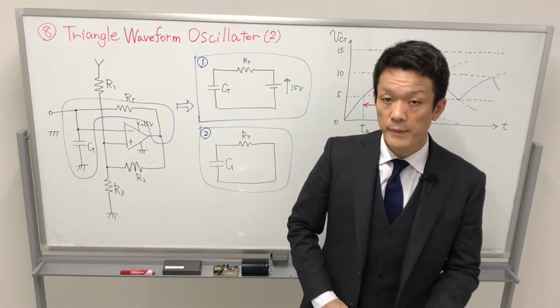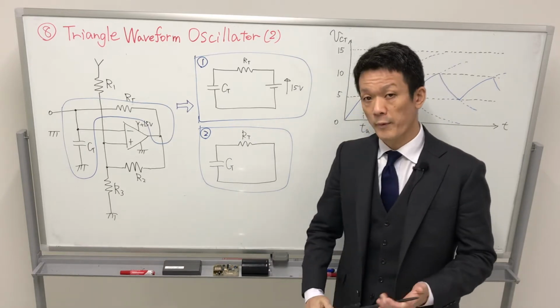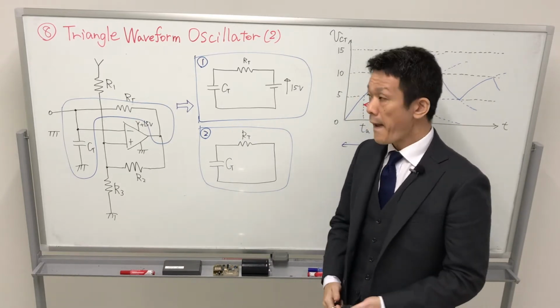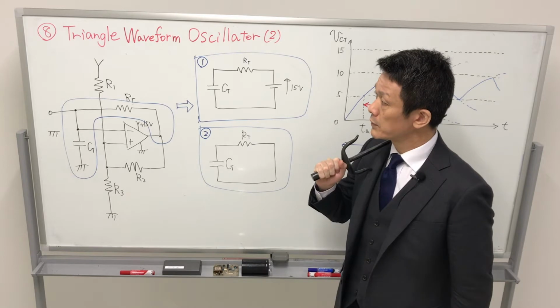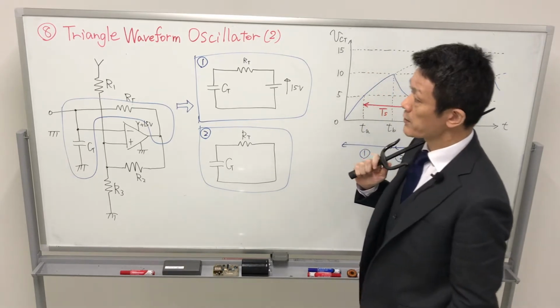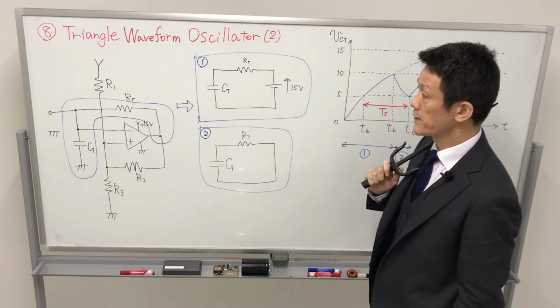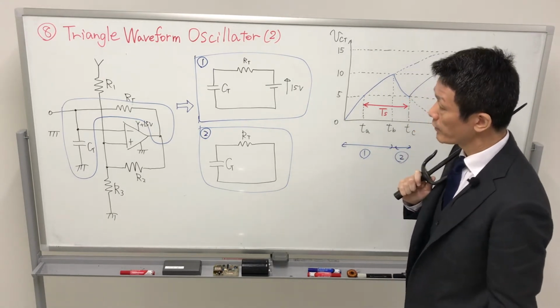Okay, welcome back. This lecture is for the G30 International Program at Nagoya University. Today's lecture is the 8th lecture, named Triangle Waveform Oscillator, second version.